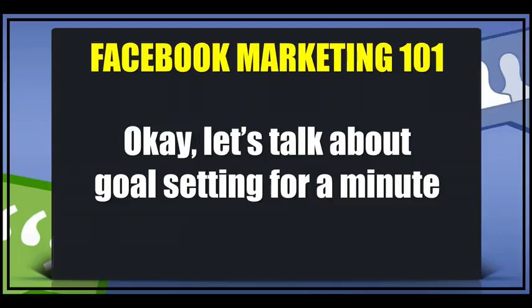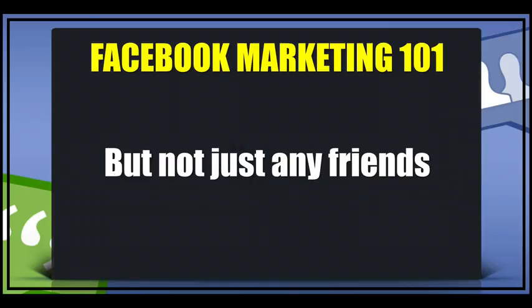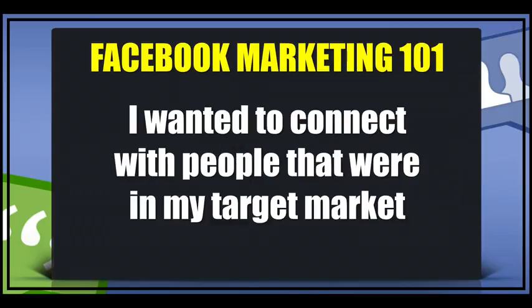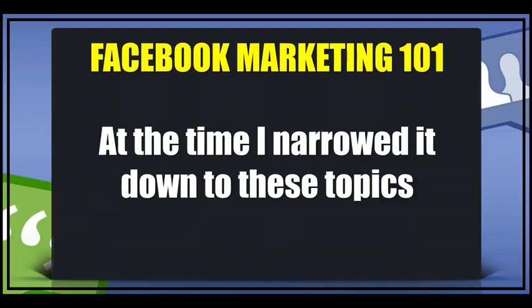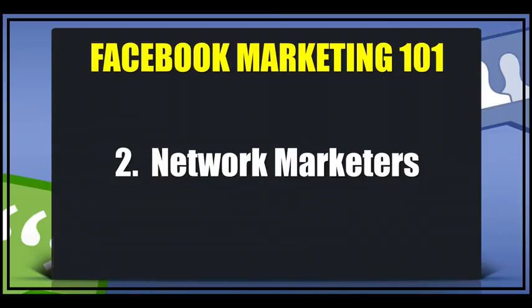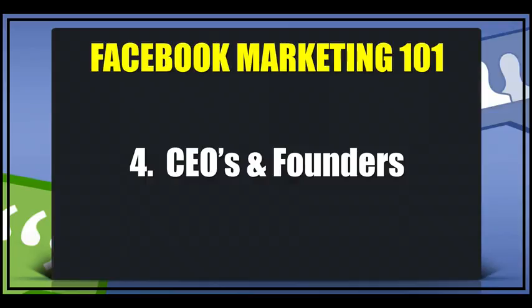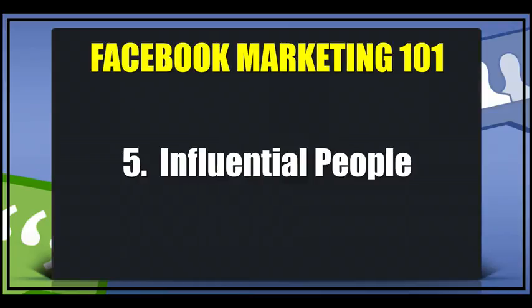Okay, let's talk about goal setting for a minute. When I first got started, I set a goal to get 5,000 friends, but not just any friends. I wanted to connect with people that were in my target market. At the time, I narrowed it down to the following topics. Now, this is just for me. This is not what you should do. This is just for me. Number 1 was real estate investors. Number 2, network marketers. Number 3, affiliate marketers. Number 4, CEOs and founders. And number 5, influential people.